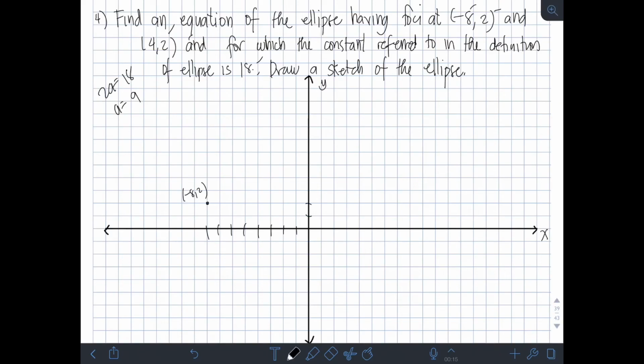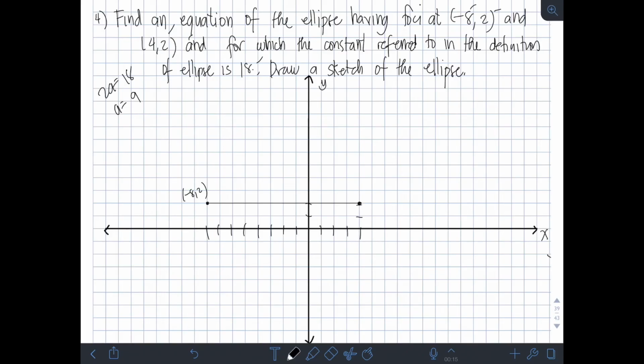Negative 8, 2. And then yung isa, 4, 2. Okay, so, kung mapapansin nyo, yung ating focus is horizontal line. So, therefore, yung major axis natin is parallel din dapat dito sa x-axis or horizontal din.